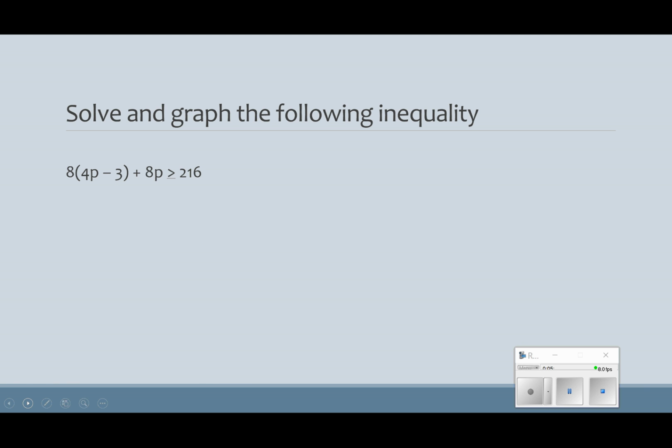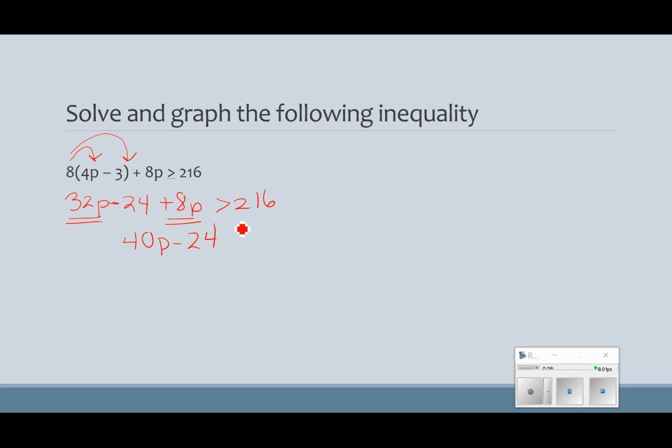Next example. This time I'm going to distribute my 8 here and here. So 8 times 4 is 32. So I have 32p minus 24 plus 8p is greater than 216. Combine my p's. 32 and 8 is 40.